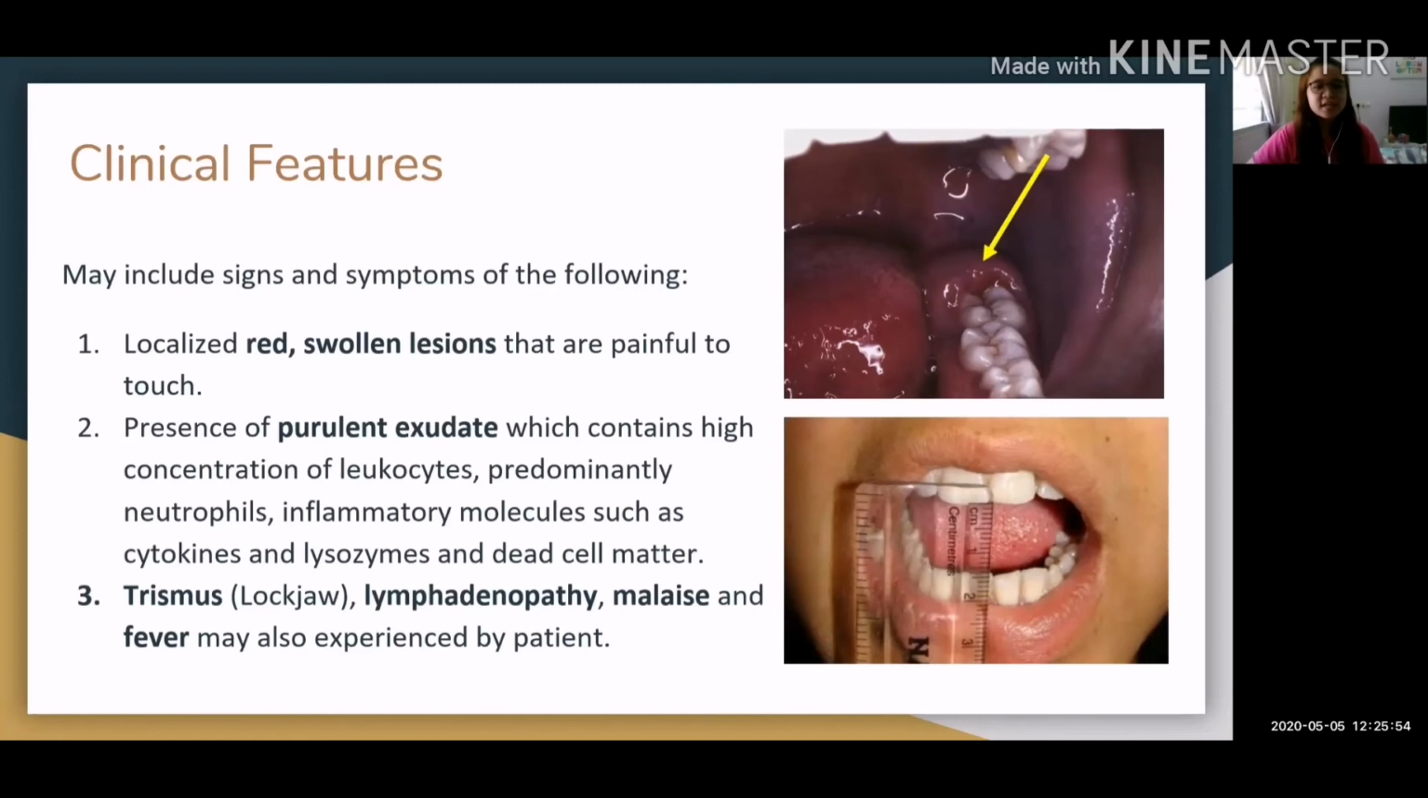And of course, trismus or lockjaw, which is the reduced opening of the jaw, lymphadenopathy, malaise, and fever may also be experienced by patients when they are having pericoronitis.